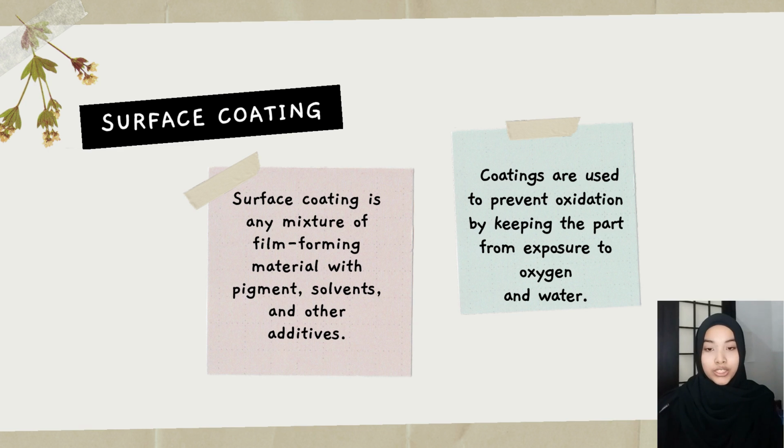I want to continue the presentation with the topic of how to prevent corrosion by surface coating. Surface coating is any mixture of film forming material with pigment, solvent, and other additives. Coatings are used to prevent oxidation by keeping the part from exposure to oxygen and water.